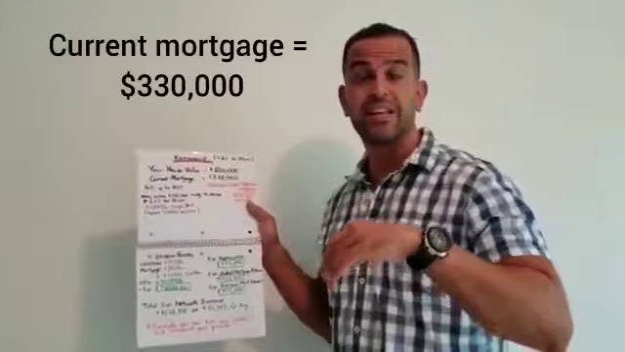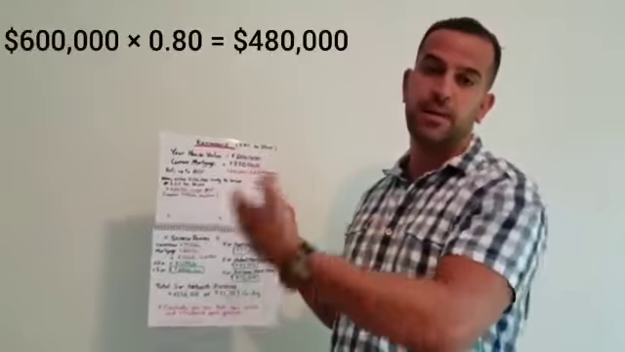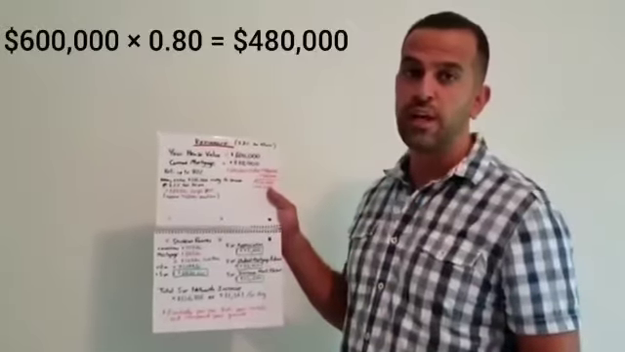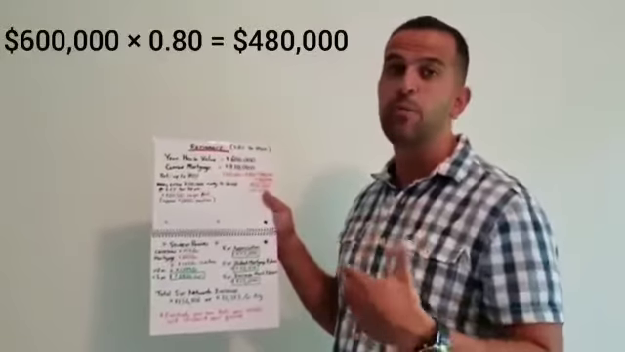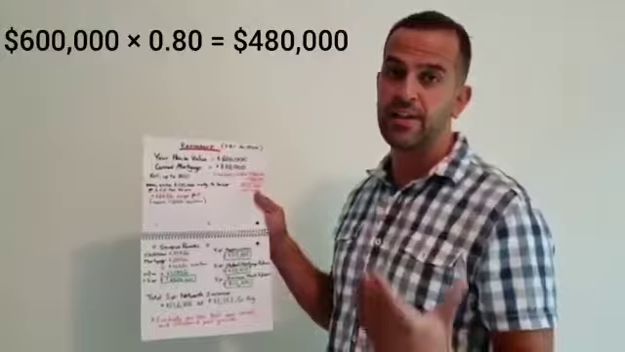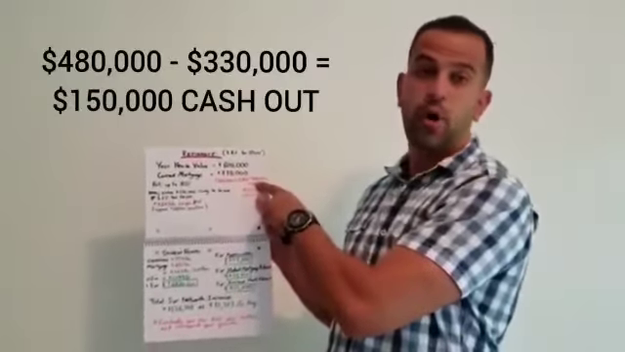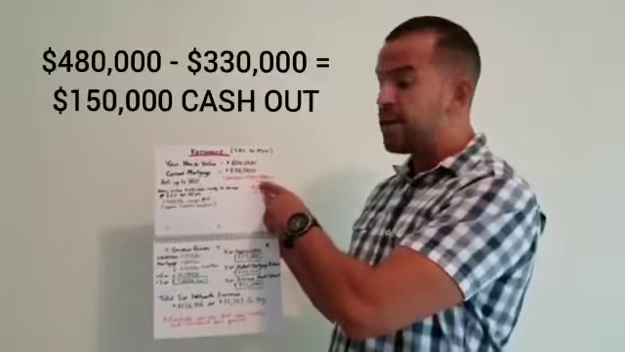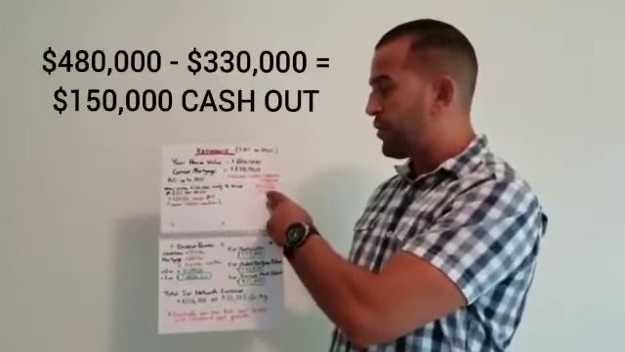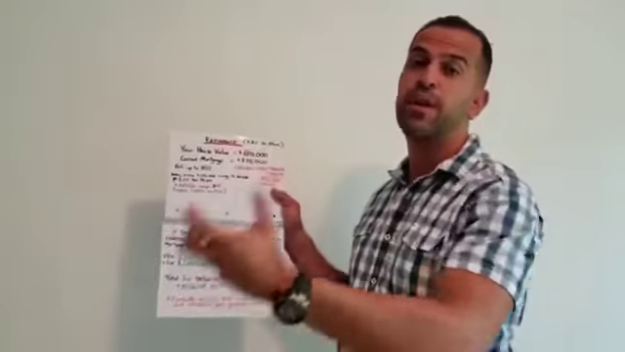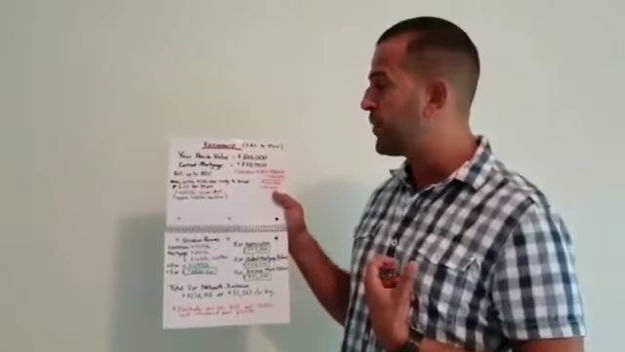What you do is you calculate the price of your house, times it by 80%, up to 80% loan to value, and then minus the mortgage you already owe on it, and that will actually tell you how much you can pull out potentially in a refinance or in a HELOC. So $600,000 at 80%, we can borrow up to $480,000, minus our $330,000 mortgage gives you $150,000 cash out. So just like the HELOC, this is a refinance, we're actually pulling $150,000 out in cash, okay?